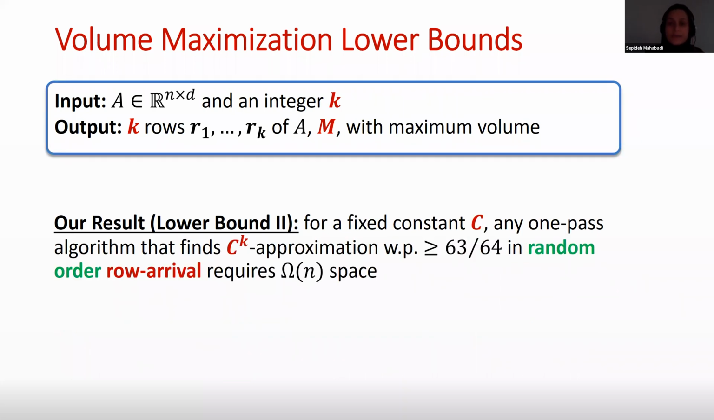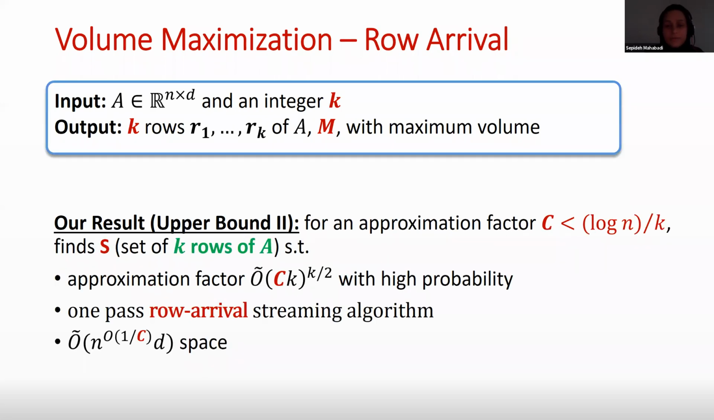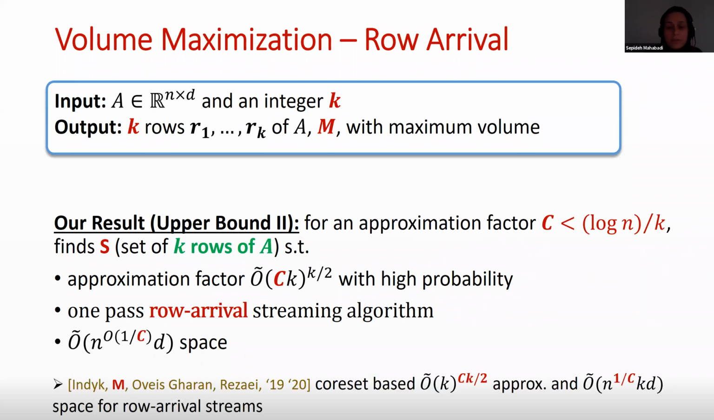And we can also show that for volume maximization, any one-pass algorithm, even in the random order row arrival model, requires omega of n space. And we also show a competitive upper bound for it. We show that for c bits smaller than log n over k, in n to the 1 over c times d space, we can have an algorithm with approximation factor c times k to the power k over 2. And I should again mention that the previous result only provided k to the ck over 2 approximation in the same space.